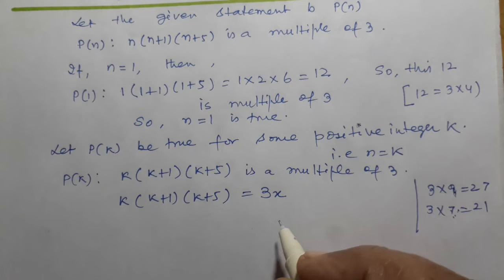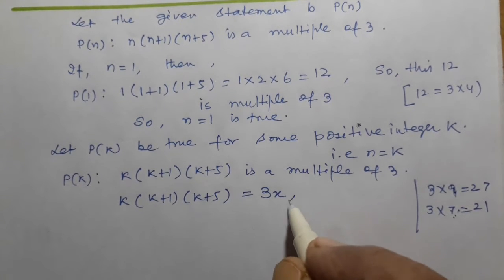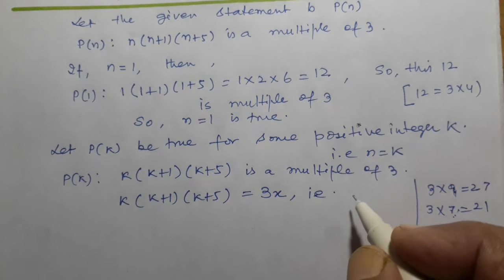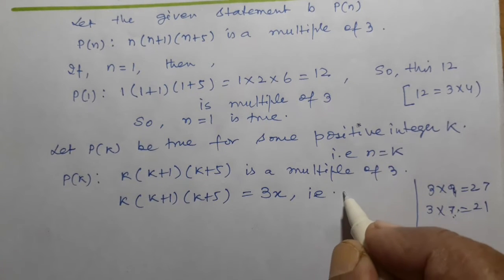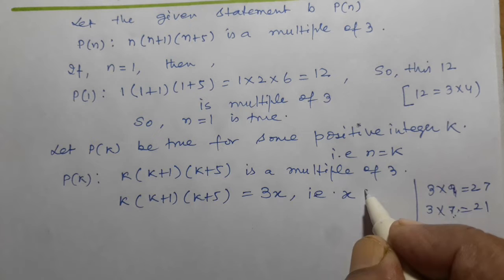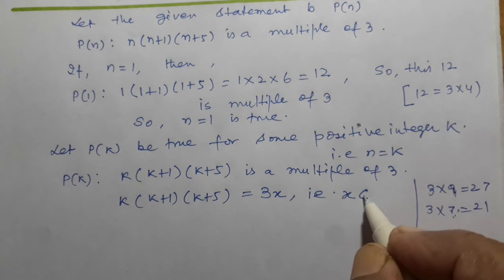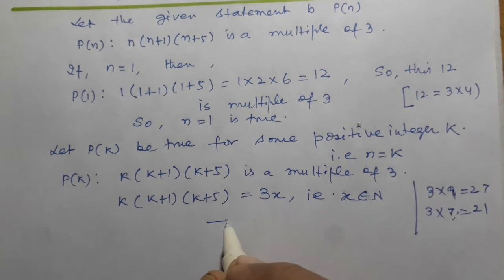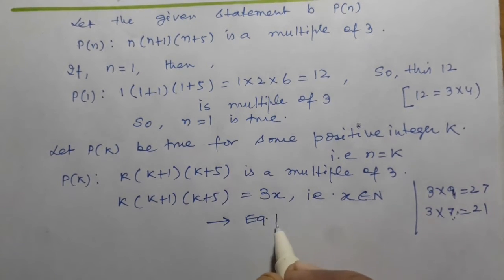So we shall write here, that is, x belongs to natural numbers N. That is, x belongs to natural numbers N. And this we shall take as equation 1.